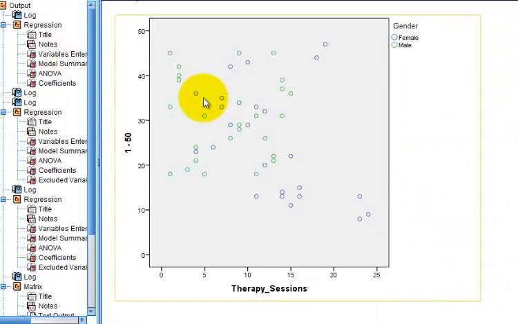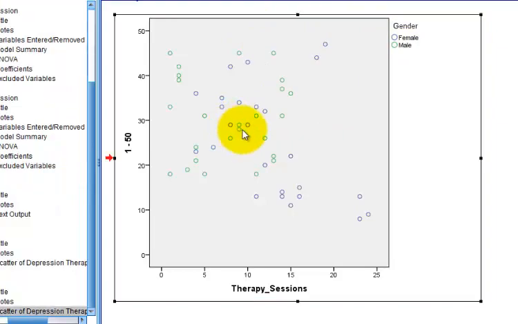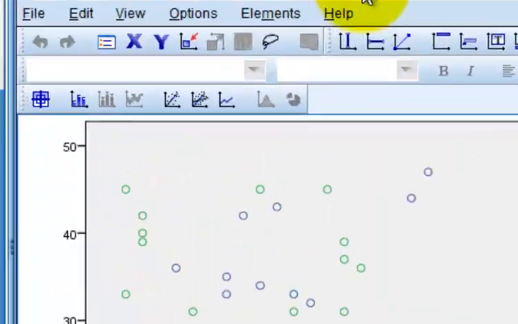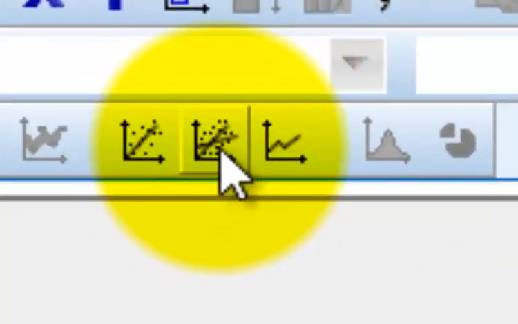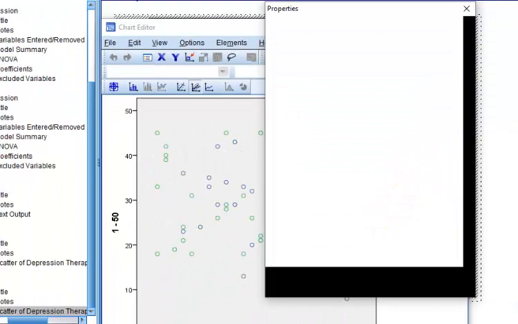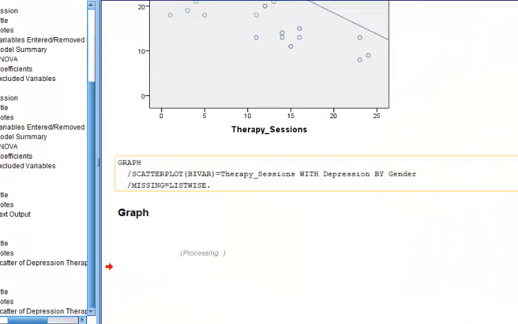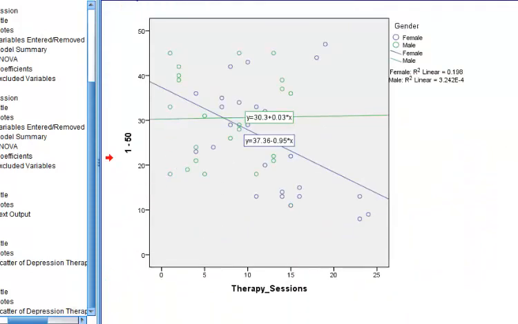Okay, there's both of them. I don't know, you probably can't see, but you got red, you got blue, and you got green. Green is male, and blue is female. So to put the specific lines in there for each gender, you simply double-click. Get the chart wizard up. Hello, Mr. Chart Wizard. And you're going to go to this box right here with all the tentacles. Click close. And there it is right there.